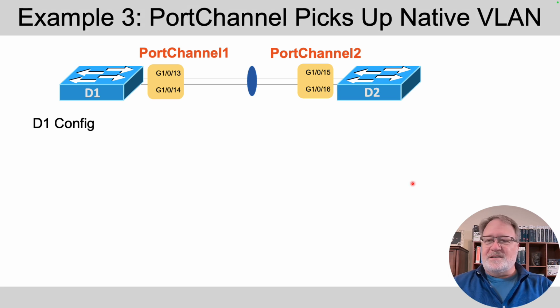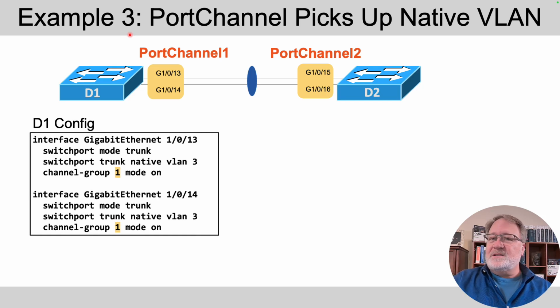All right, so there's one example. How about this example 3? Here we start out with two interfaces with two relevant subcommands, switchport mode trunk and switchport trunk native VLAN 3, overriding the default native VLAN of 1. And we've got those same two commands on both physical interfaces.